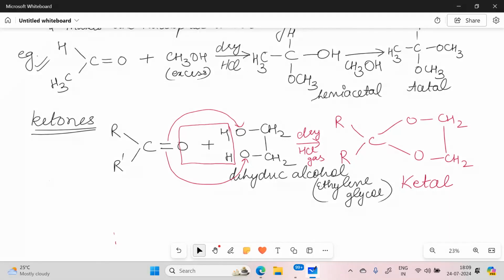And this is a cyclic product. Ketal is a cyclic product. It is also known as cyclic ketals. This is the fourth reaction. One is HCN, second is sodium hydrogen sulfide, third is Grignard reagent, you will get alcohols. Fourth is with alcohols, you will get acetals and hemiacetals.